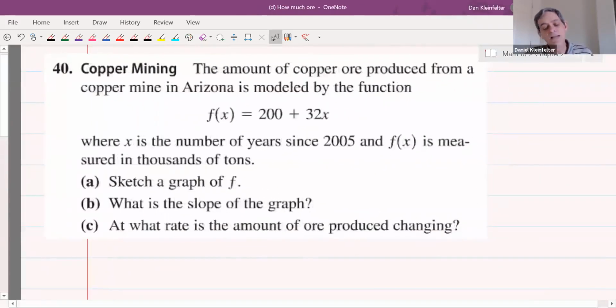So here it says the amount of copper ore produced from a copper mine in Arizona is modeled by this function. So this one we're given the function, which is pretty nice. X is the number of years since 2005, and f of x is in thousands of tons. So the input is in years since 2005, and the output is in thousands of tons.